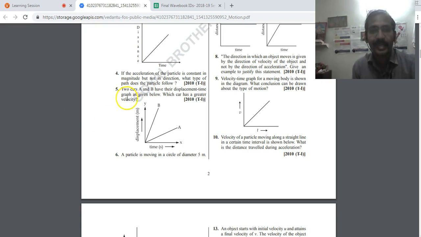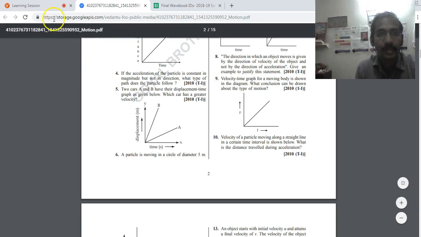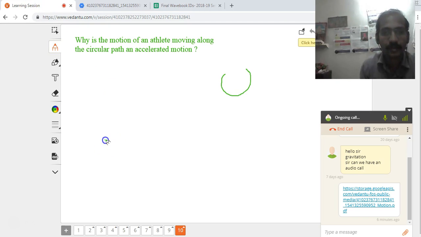Okay. Next, two cars A and B have their displacement-time graph. Which car has a greater velocity? Is it A? How did you expect it is A? Because I related that velocity means the minimum distance. Okay, fine. Displacement by time graph only. Displacement by time only gives velocity, because a displacement-time graph indicates velocity. But which car has greater velocity? Come to the whiteboard. I'll explain. Okay.